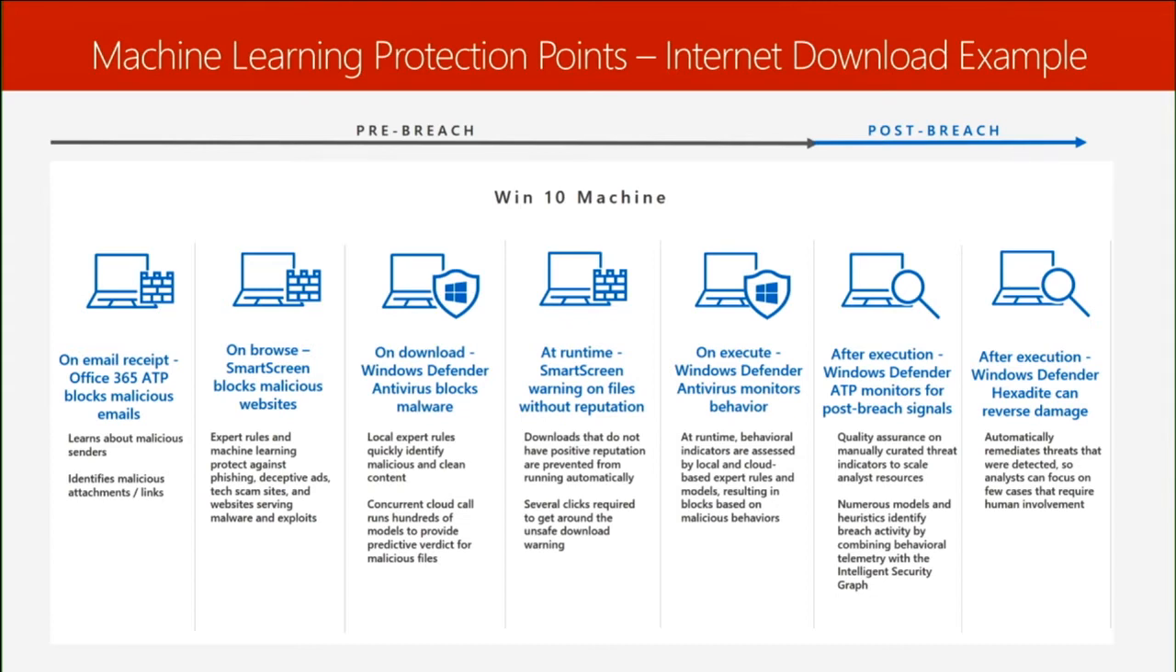Now assuming all this fails in the pre-breach scenario, then we move into the post-breach scenario. Now we're monitoring generically what is happening on the machine, and there's a variety of models in place that are able to identify breach activity here. And if breach activity is identified, then that is getting passed on to our Hexadite component to automatically remediate the breach.